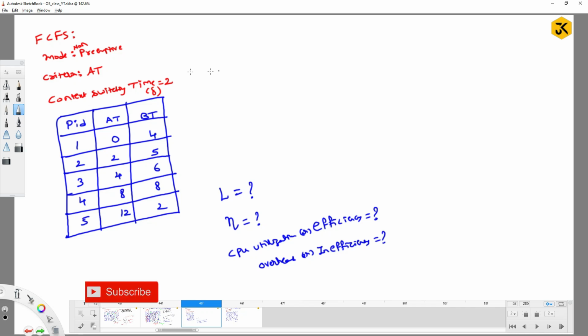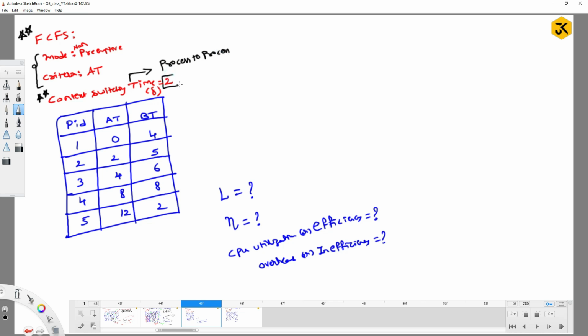Hi everyone, welcome back. Let's see another variation of the FCFS algorithm with an example. FCFS mode will be non-preemptive and the criteria will be arrival times. Here we have been given an extra parameter, that is context switching time. In general, context switching time means the time taken to switch from one process to another process. We call it context switching time.